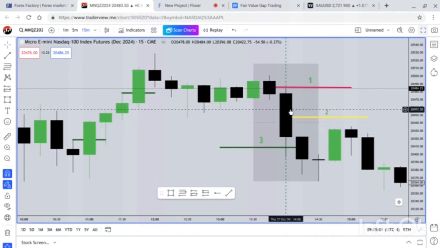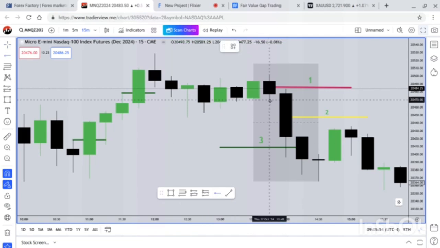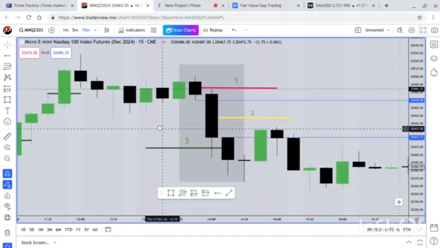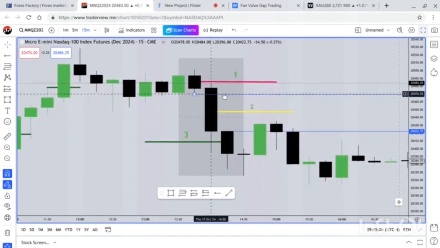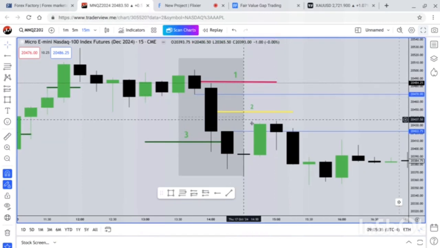Now the question is, the market may not rebalance the gap fully. From here now, let me use this line. From this wick low and this wick high, now look at it. From this wick low and this wick high, that is the inefficiency, that is your imbalance, that is your fair value gap. This middle, this open gap point here is your imbalance.